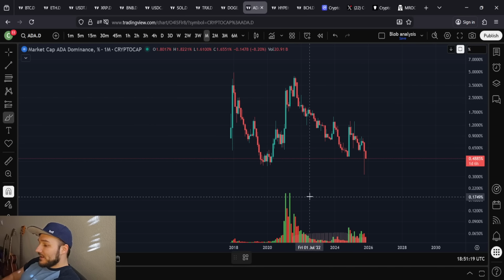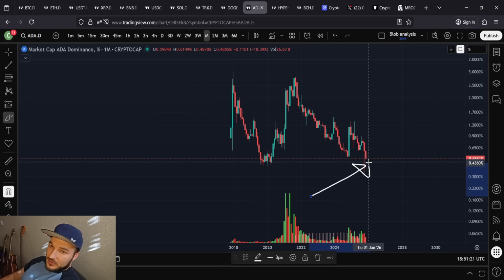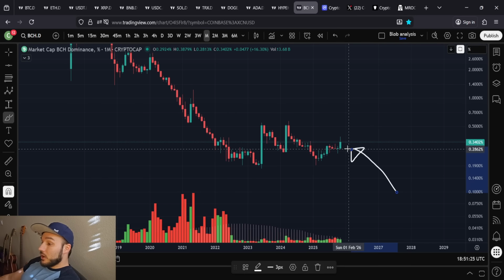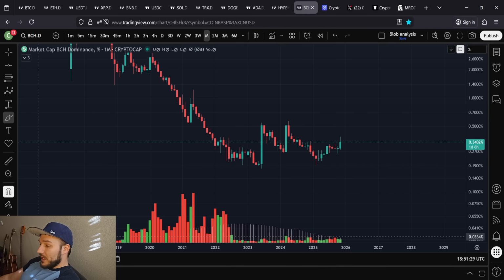If you're looking at ADA and you're looking at this chart and thinking, that doesn't look good, I'm right there with you. If you're looking at the Bitcoin Cash chart and you're like, oh my God, that looks good, I'm right there with you. And furthermore, you look at the Bitcoin Cash dominance chart.